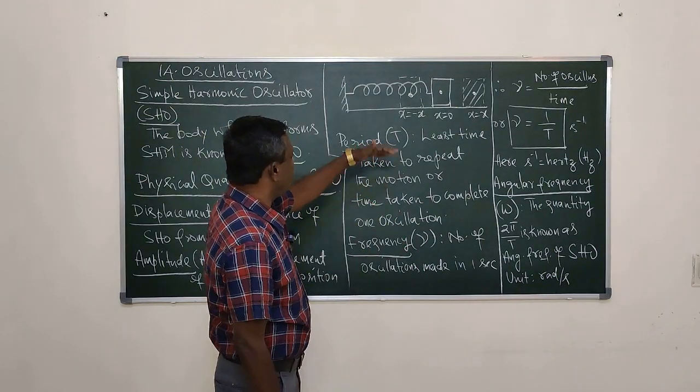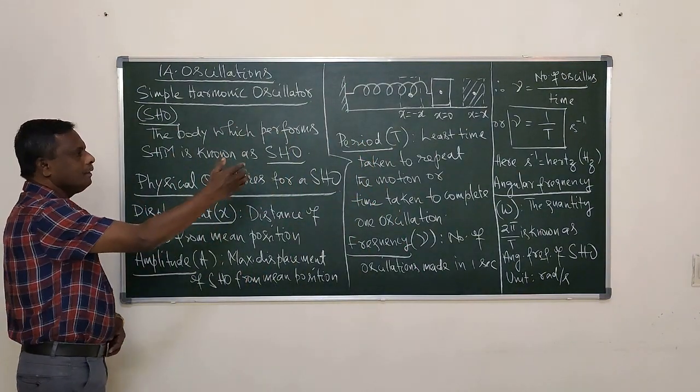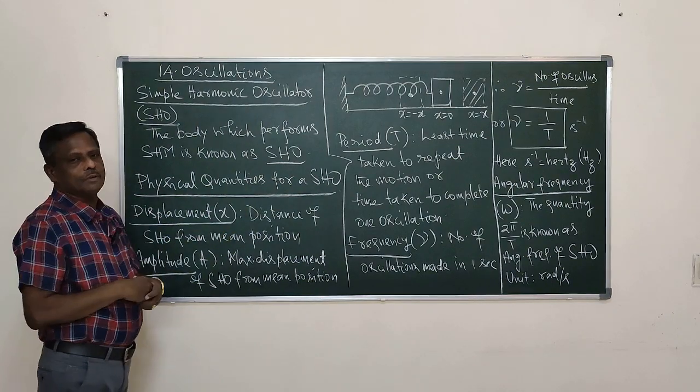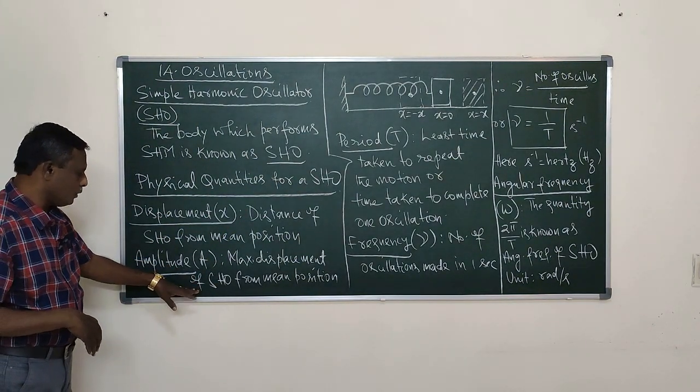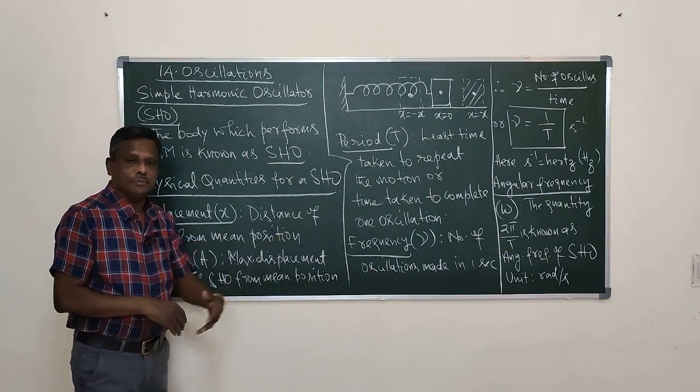Okay, so that's about displacement. And when it oscillates on either side, it takes maximum displacement, and that is called amplitude. Amplitude: the maximum displacement of the simple harmonic oscillator from the mean position.